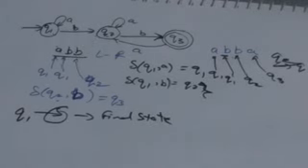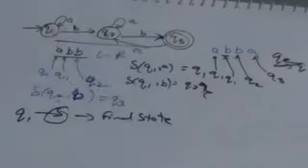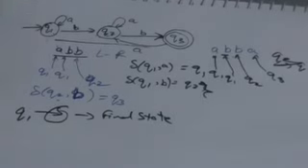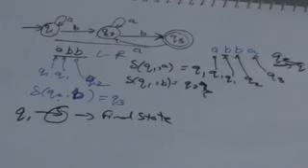Now see, Q2 is not a final state. Therefore, this string ABBA is not accepted by this automata. Right? A string is accepted by an automata if and only if, on reading this string, the machine jumps from its initial state to a final state. Here, after reading this string, it jumps from the initial state to Q2, which is not final. Therefore, this string is not accepted by this automata.